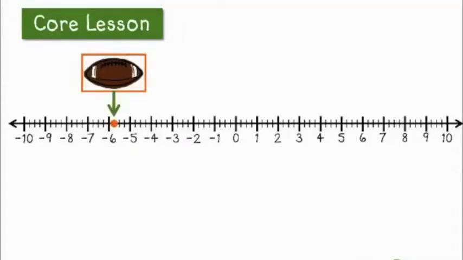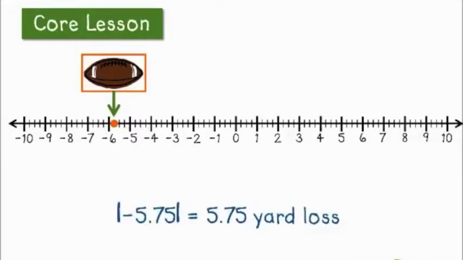Lastly, let's take a look at football. Say the quarterback is sacked for a 5 3/4 yard loss. That means you're 5.75 yards away from your starting point. So if we take the absolute value of that, we get a 5.75 yard loss.